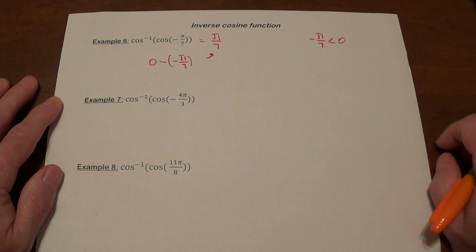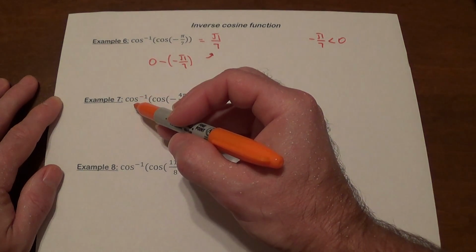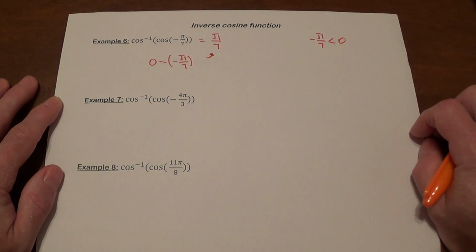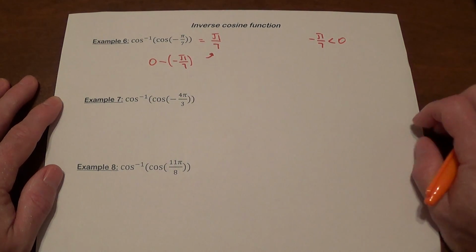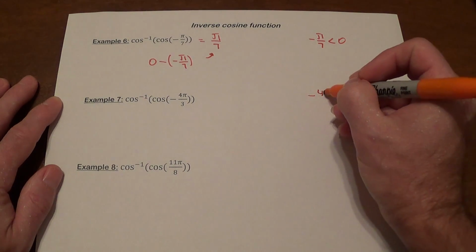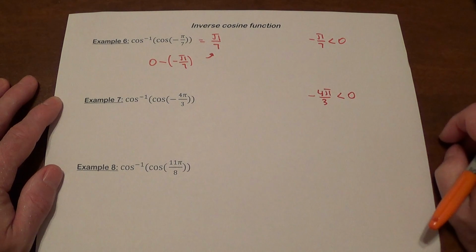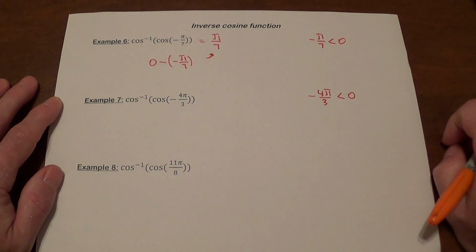Here we have another one, negative 4 pi over 3. So we do our inverse cosine of cosine of negative 4 pi over 3. Negative 4 pi over 3 will not be an acceptable answer. Negative 4 pi over 3 is not even positive, and we want it to be positive for inverse cosine, right?